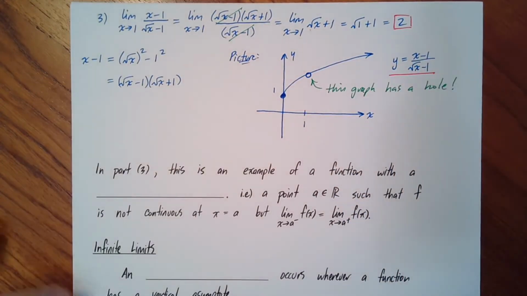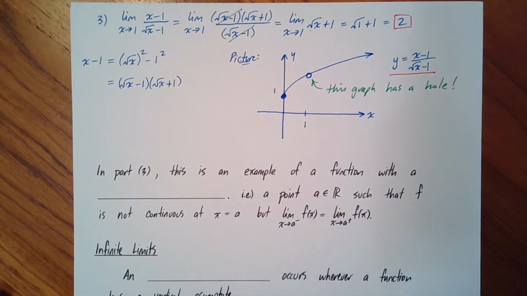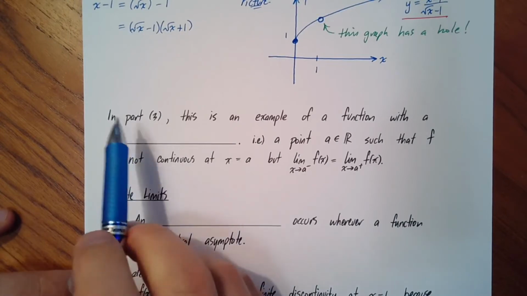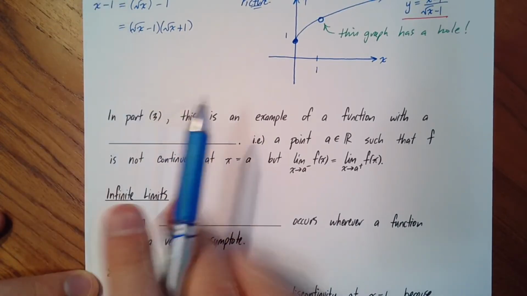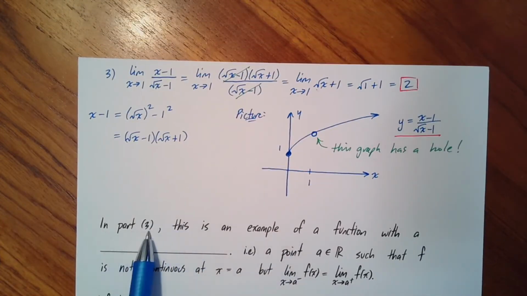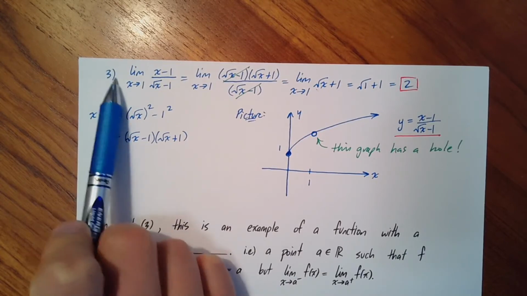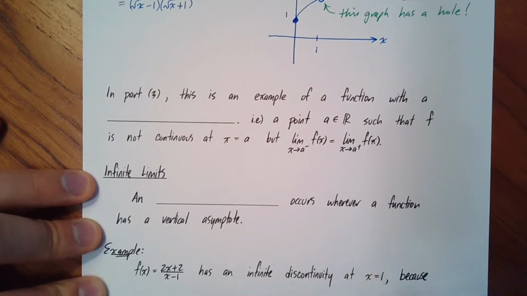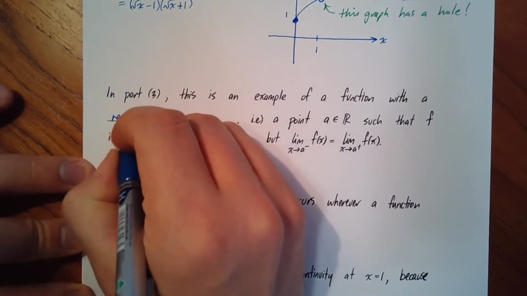And that's one of the ways a function can be discontinuous at a certain point. It could have a hole in it. And having a hole, formally, is referred to as a removable discontinuity. And that's what we're going to define below. So when I say part 3 down here, I'm really just referring to this example or this graph. So this is an example of a function with a removable discontinuity.